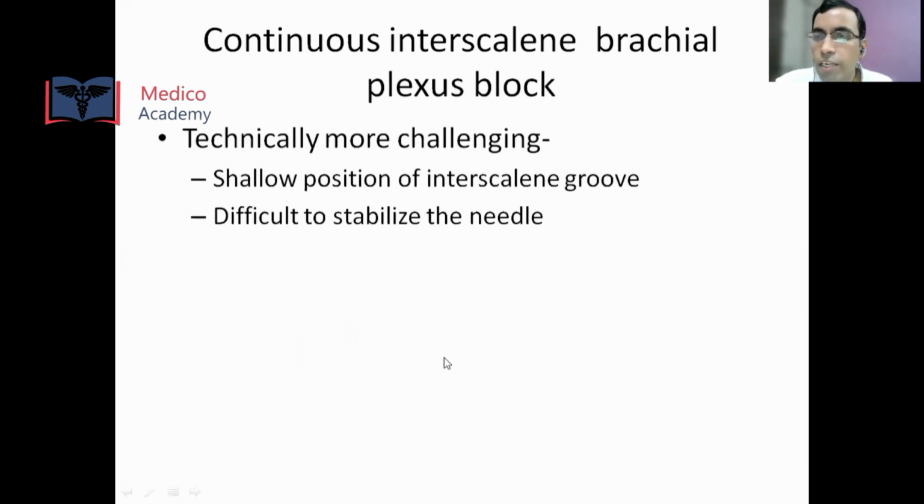Now, continuous interscalene brachial plexus block is technically more challenging because of the shallow position of the interscalene groove, and of course, because the needle is difficult to stabilize in such a shallow groove.